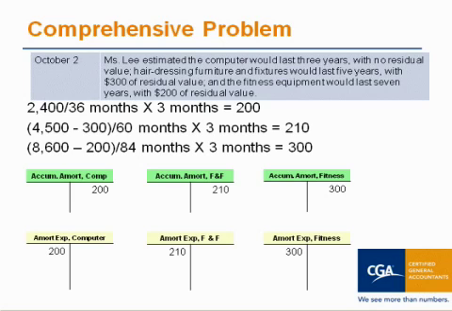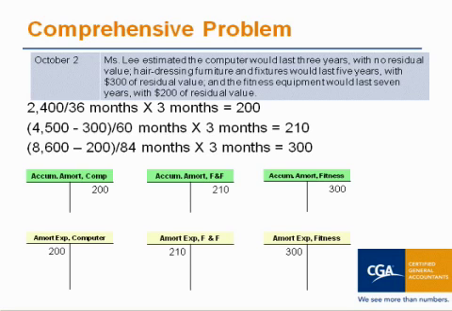Scrolling down now, remember on October 2nd, Miss Lee bought all of that equipment, and we decided that we would take care of the amortization, often called depreciation, at a later date. Well, let's recap what we had. Miss Lee estimated the computer would last 3 years with no residual value. The computer cost $2,400, and we're going to be recognizing the amortization expense over each month, and we had 36 months, 3 years times 12 months, and we've actually used up October, November, and December, so 3 months.